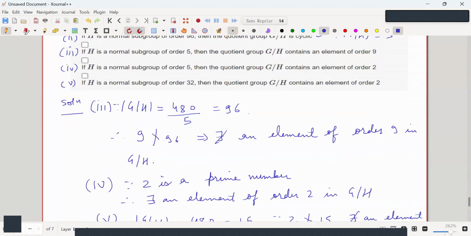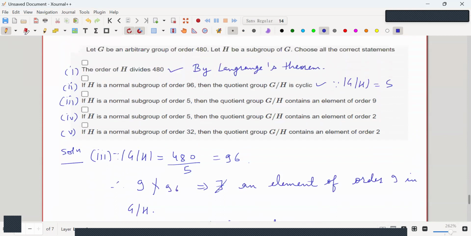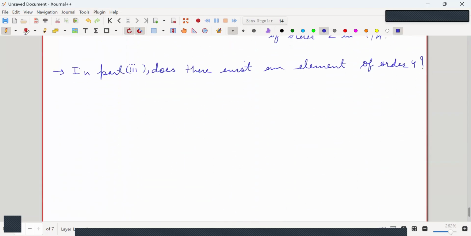4 is clearly dividing 96. Can we say there exists an element of order 4 in the factor group G modulo H? Can we get a group G of order 480, a normal subgroup of order 5 inside it, such that the quotient group does not contain an element of order 4? So we need to take examples like that.